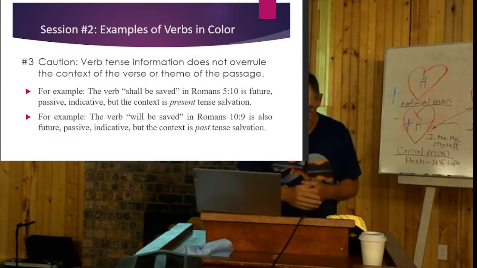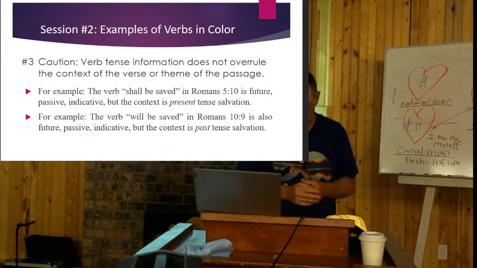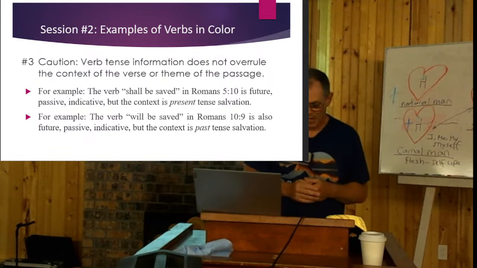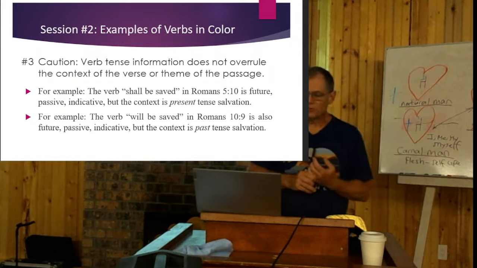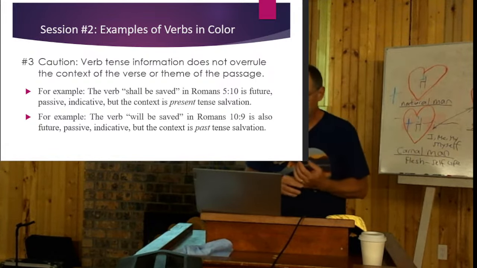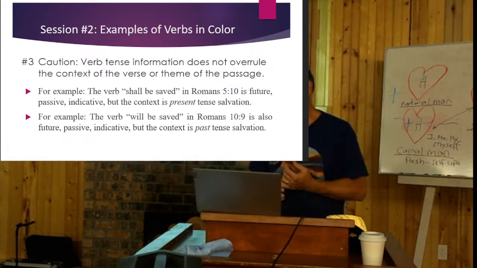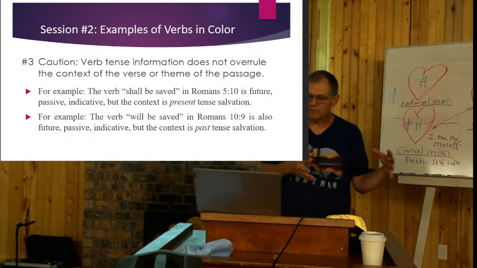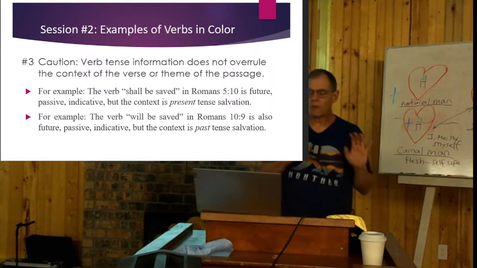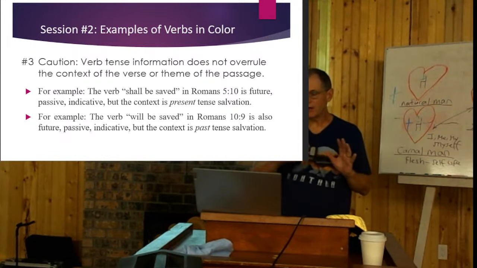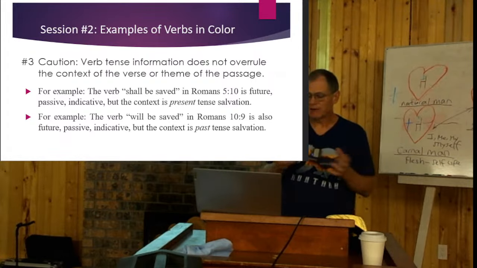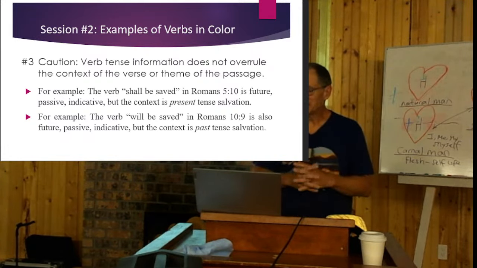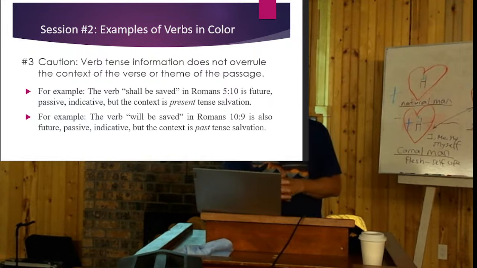Romans 5:10, he says, for if when we were enemies, we were reconciled to God through the death of his Son, much more, having been reconciled, we shall be saved by his life. All right, so the verb shall be saved in Romans 5:10 is future, passive indicative, but the context of what Paul is saying is present tense salvation. Okay? So sometimes the verb tense information will align with the context. The point here is it's the context of the passage that overrules, okay? Because sometimes the Greek is very colorful and, if you add other words with it, it can have a contextual meaning different than what its particular tense information gives.